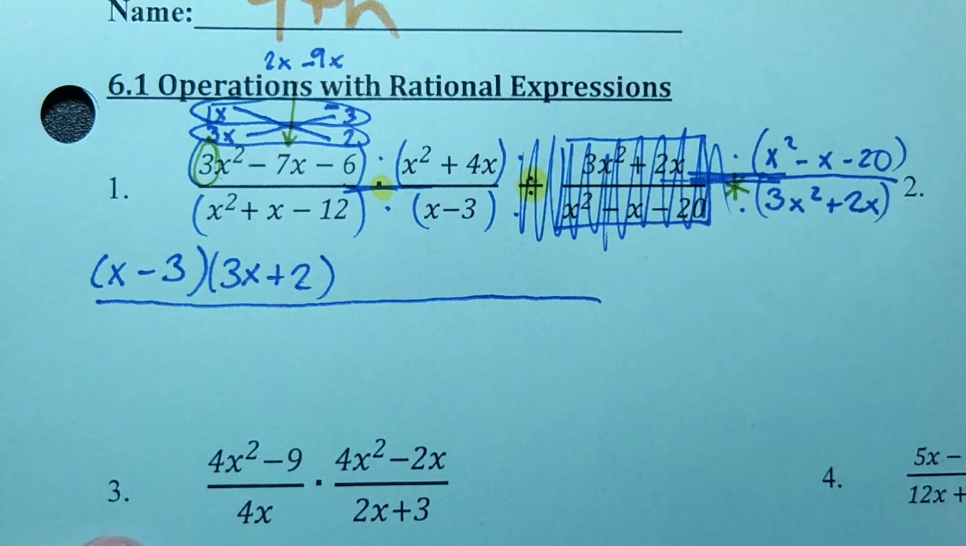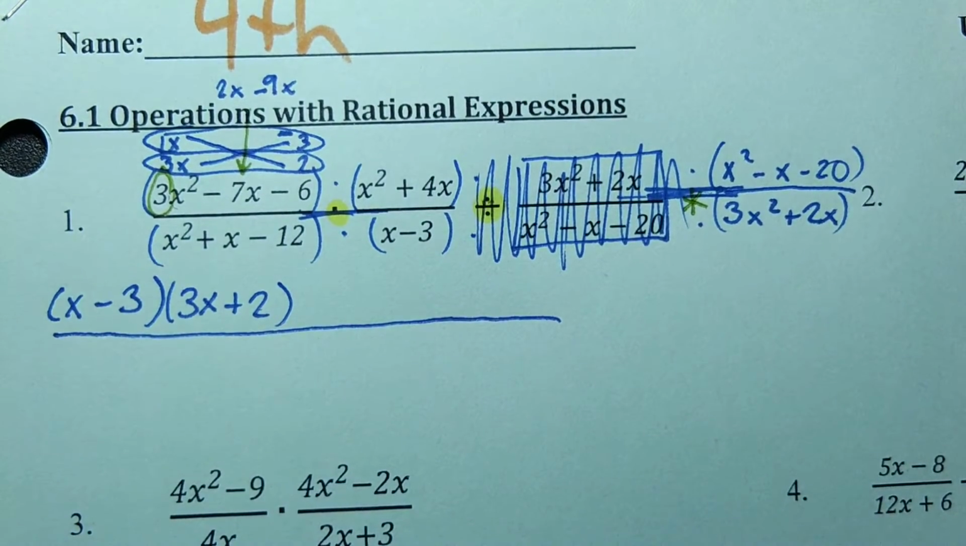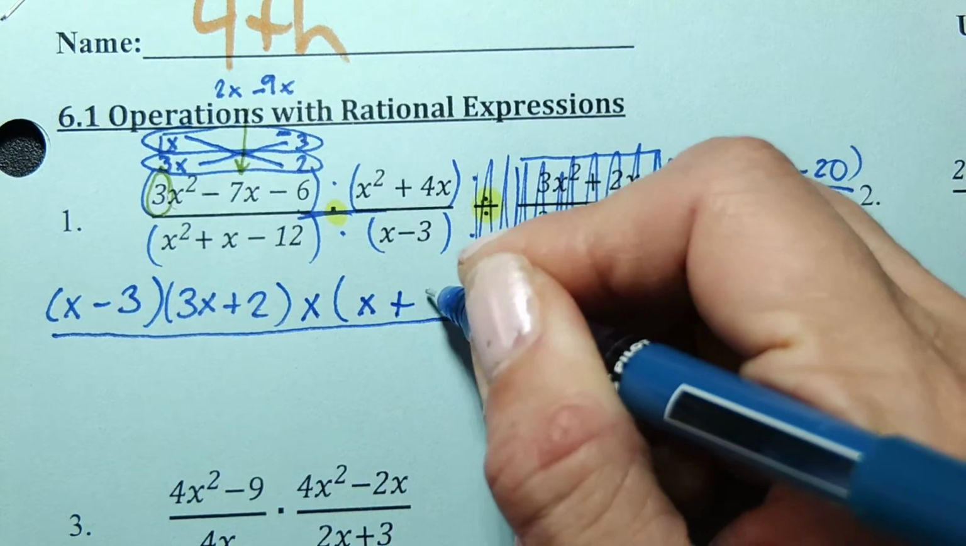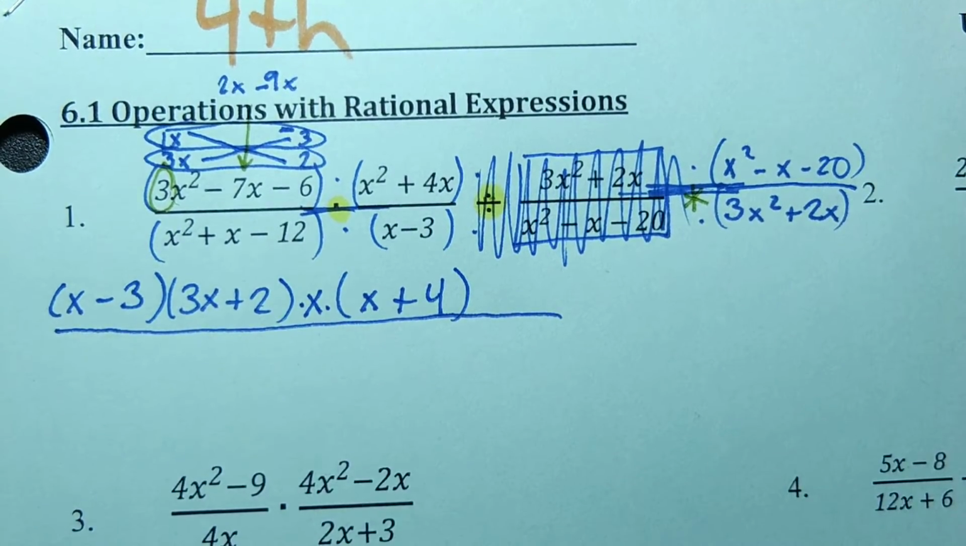Continuing on with the numerator of our big old fraction, x squared plus 4x. Can I factor that? GCF. Take out an x from both of those. And note that in between all this stuff I'm taking out, it's still all multiplication.